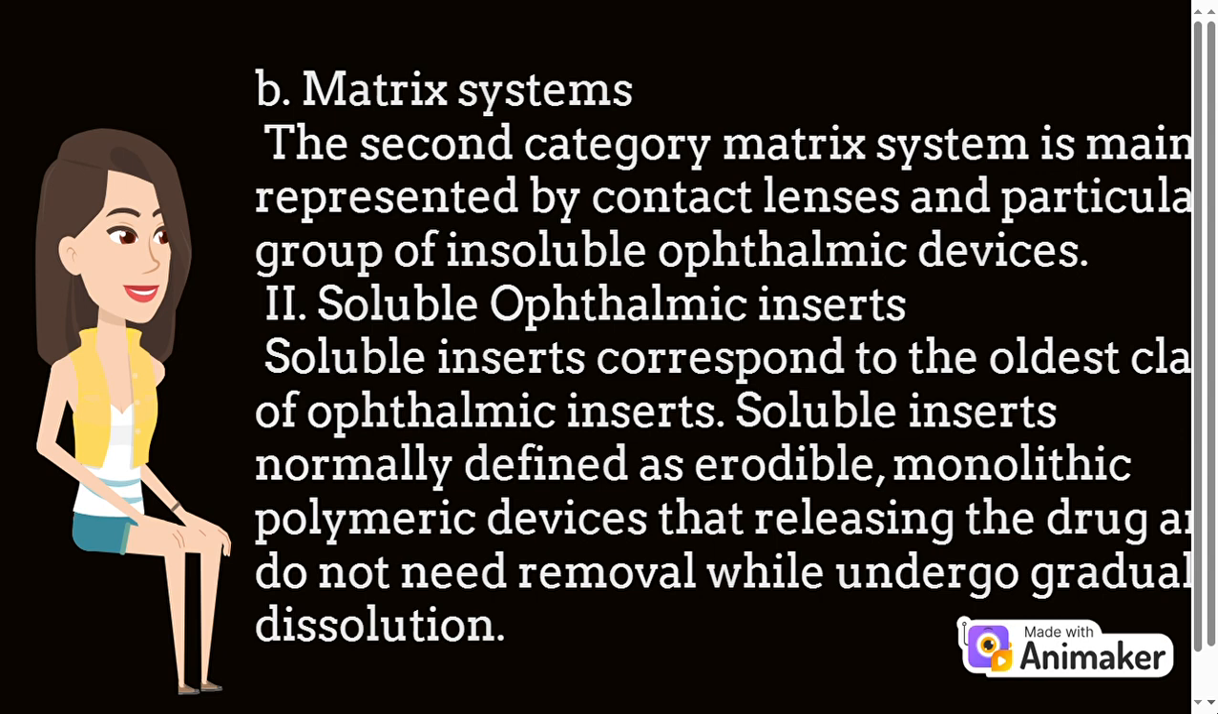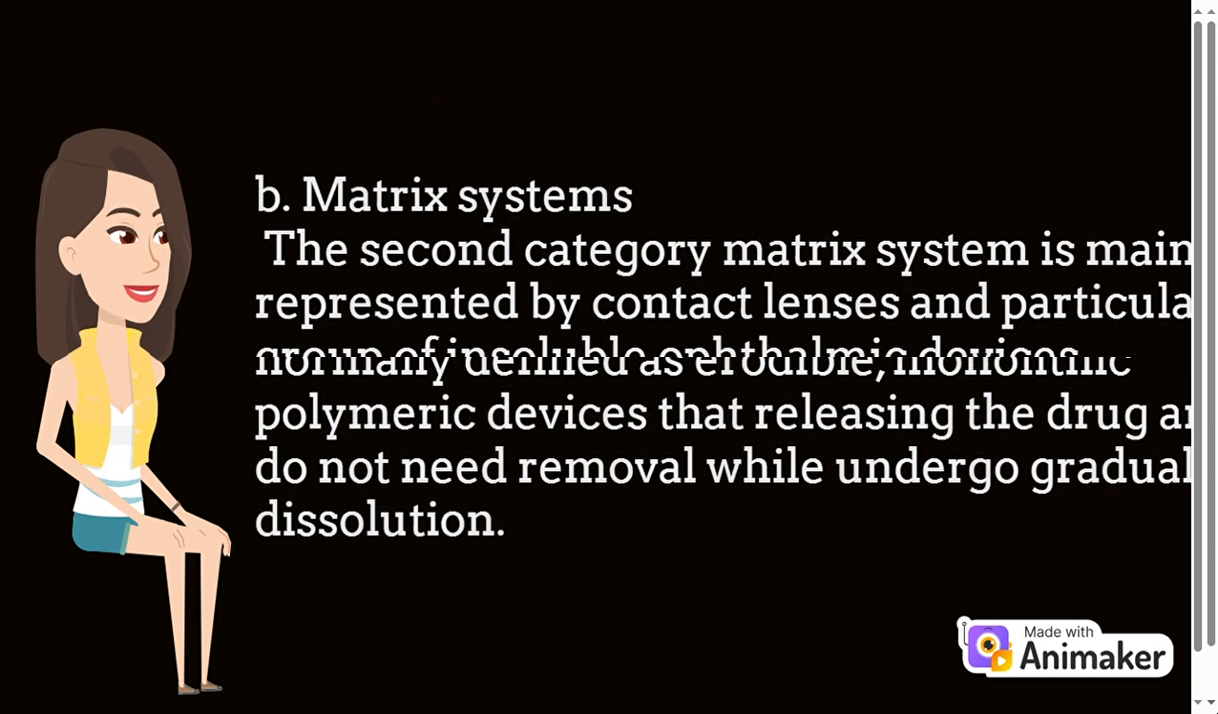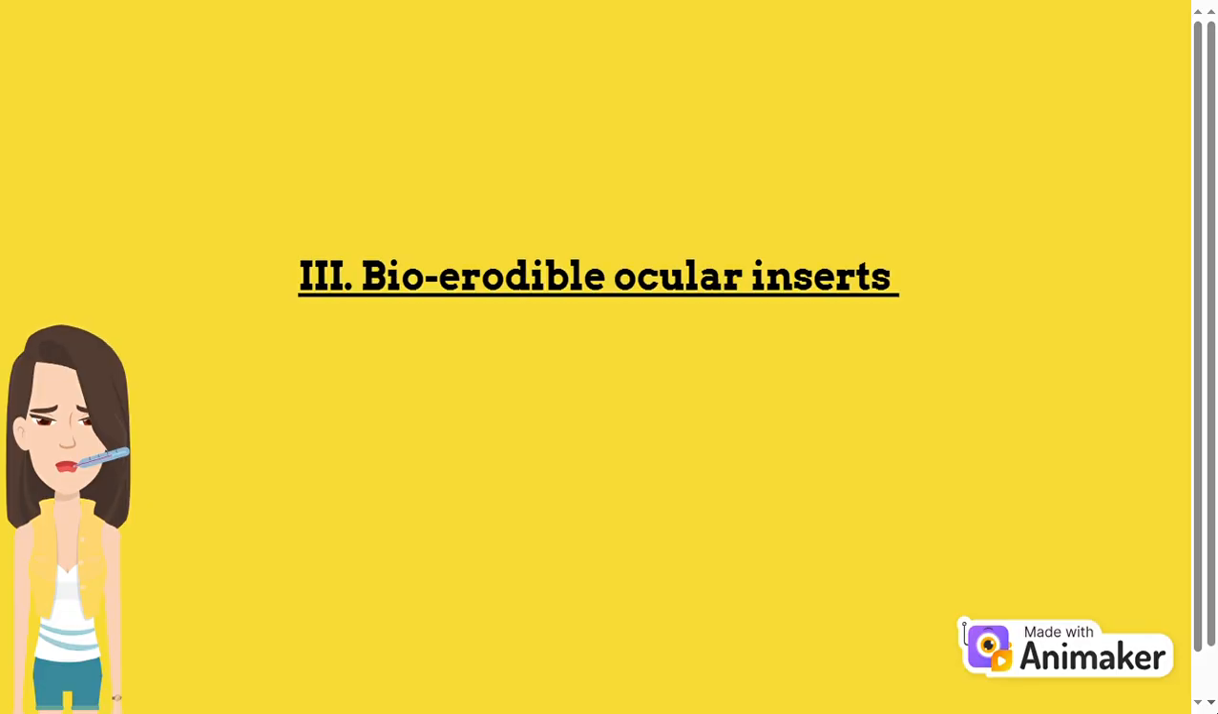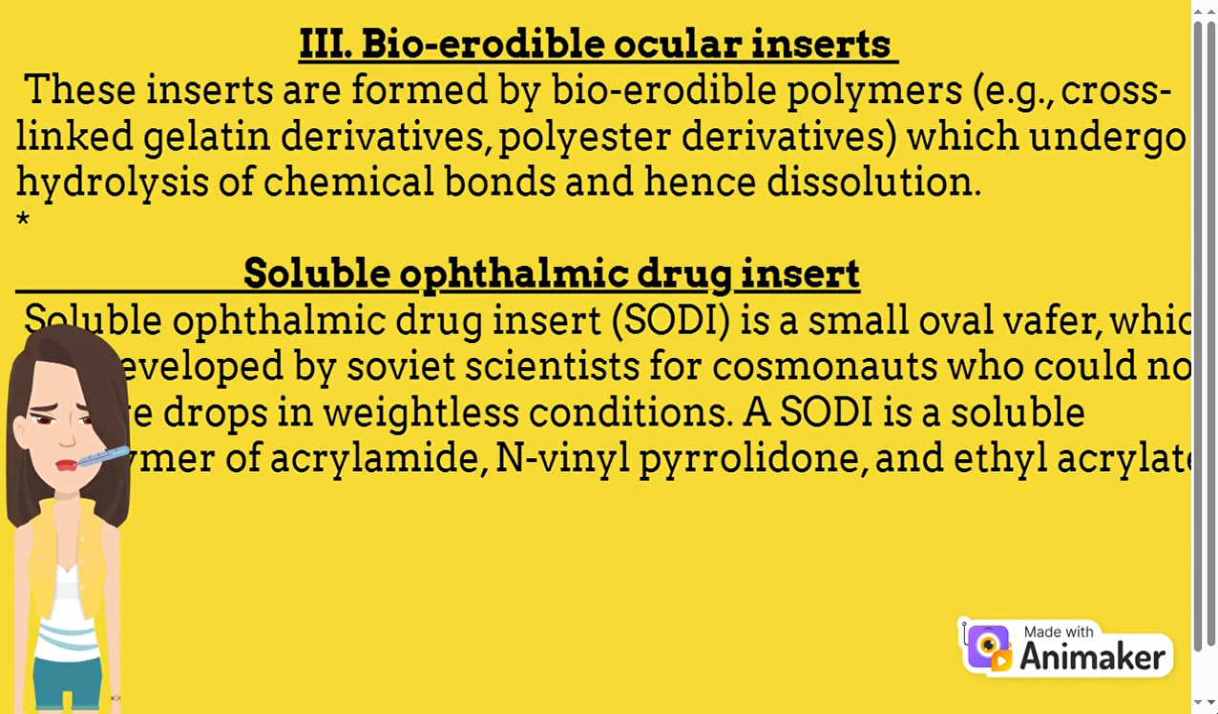Soluble inserts correspond to the oldest class of ophthalmic inserts. Soluble inserts are normally defined as erodible, monolithic polymeric devices. 3. Bioerodible ocular inserts. These inserts are formed by bioerodible polymers, e.g., cross-linked gelatin derivatives, polyester derivatives, which undergo hydrolysis of chemical bonds and hence dissolution.